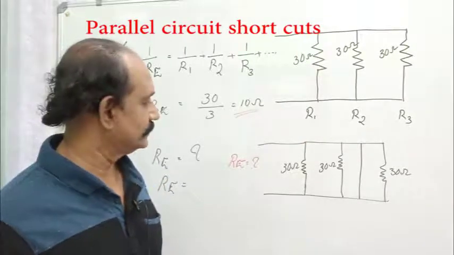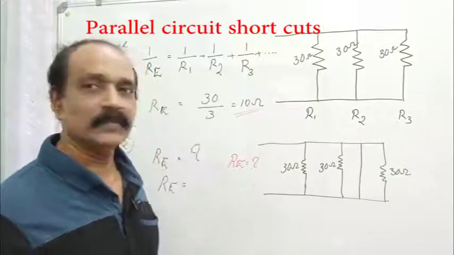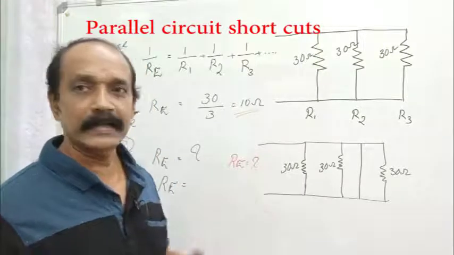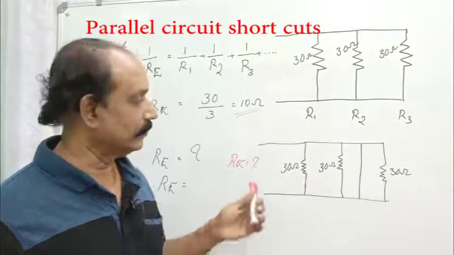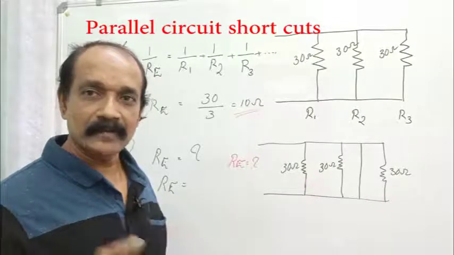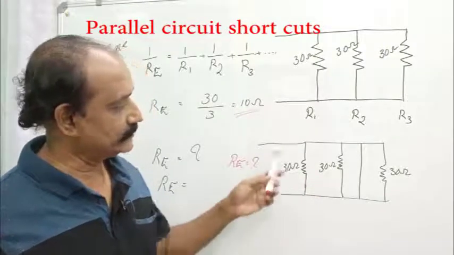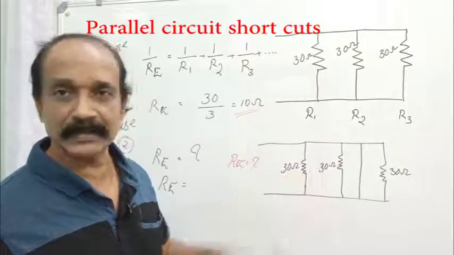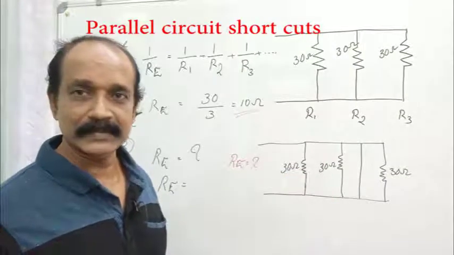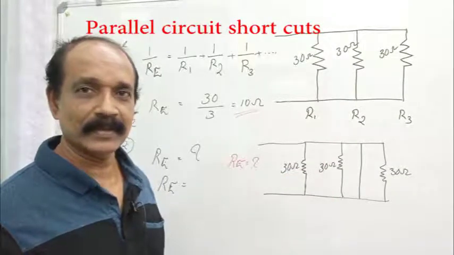Next case. Case 2. Here, 3 30 ohm resistors are connected in parallel. Can you give the effective resistance of this circuit just by looking at this circuit? This is my question.